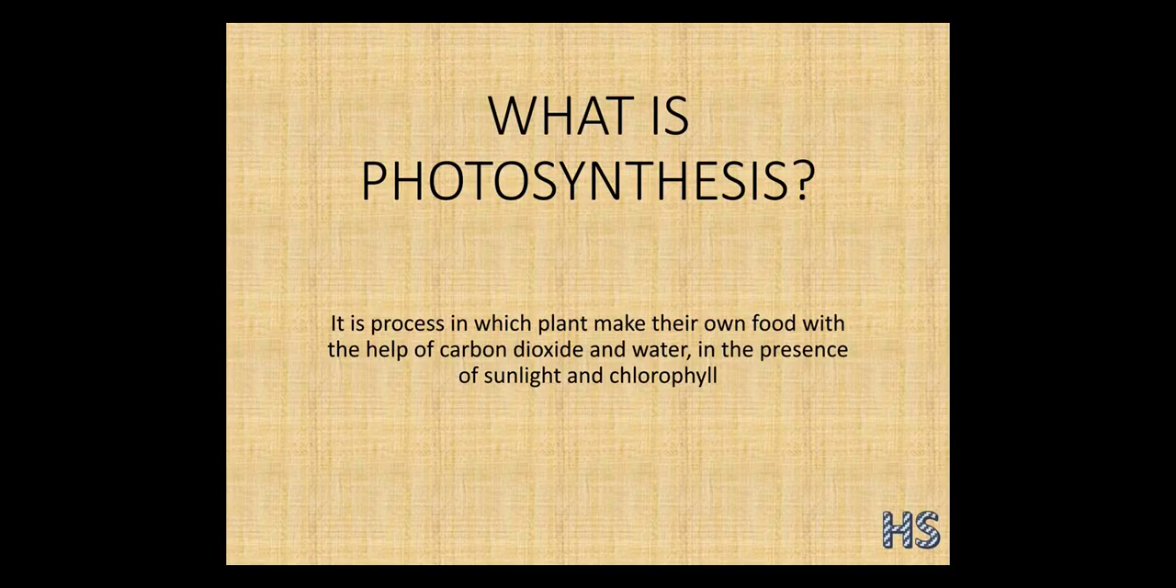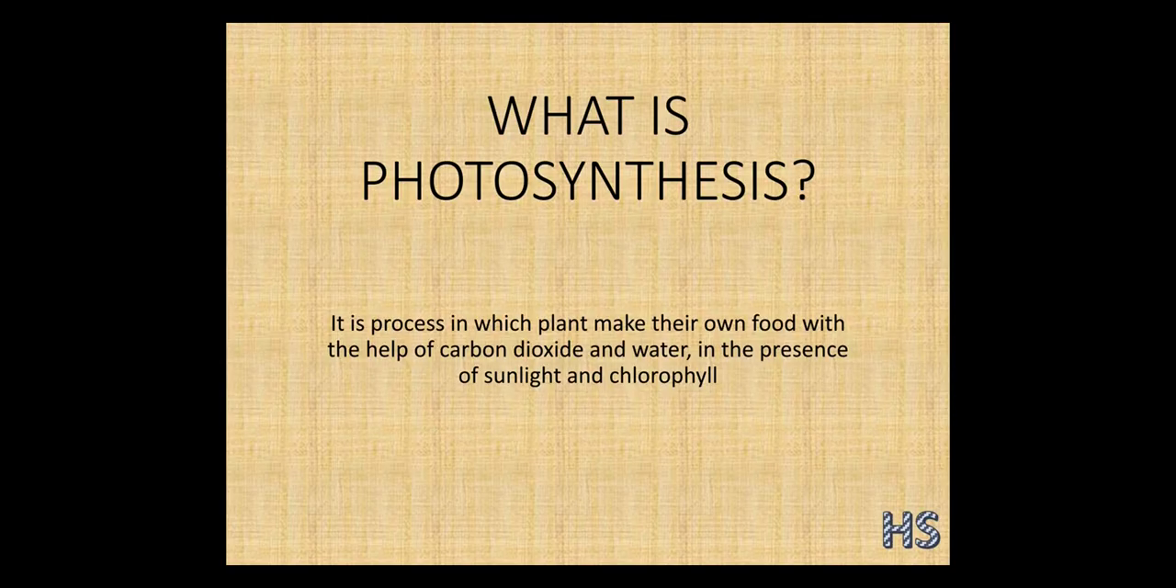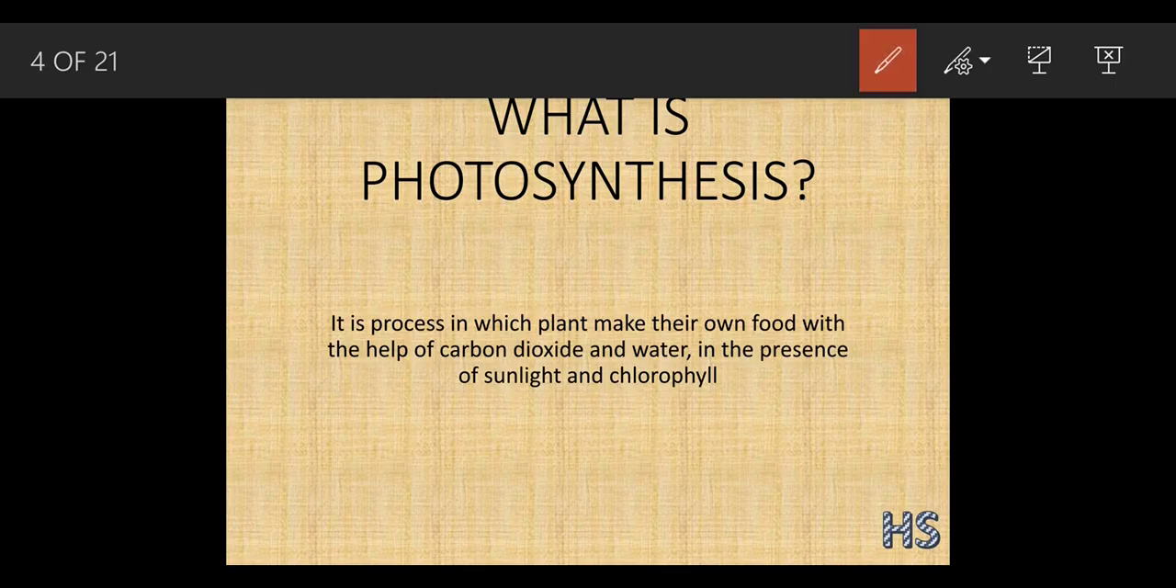Now let's understand: if you look at the respiration formula and reverse it, carbon dioxide plus water will give you glucose plus oxygen, so it would seem like the formula of photosynthesis. So what do you mean by photosynthesis? We have already heard about the photosynthesis process in your lower standards also, that it is a process in which the plants make their own food with the help of carbon dioxide and water in the presence of sunlight and chlorophyll.